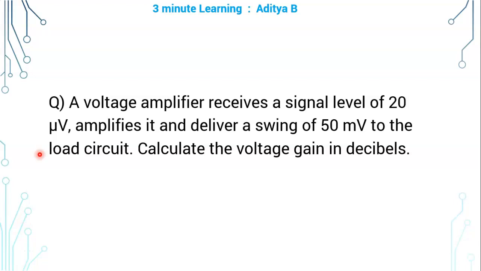A voltage amplifier receives a signal level of 20 microvolts, amplifies it, and delivers a swing of 50 millivolts to the load circuit. Calculate the voltage gain in decibels. Here, input is 20 microvolt, whereas the output is 50 millivolt.